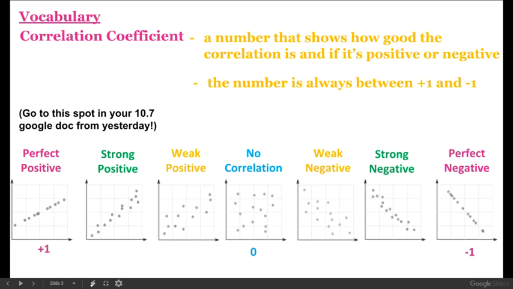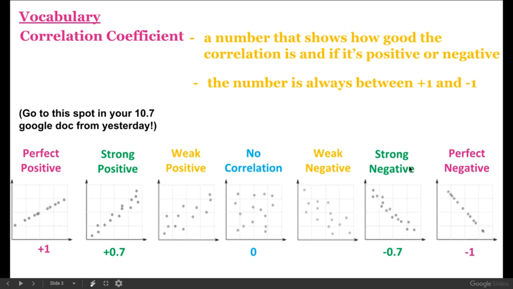Okay, then strong and weak are going to be in between. So something that's strong, positive, is going to be pretty close to 1. So something like 0.8, 0.9, 0.7. Okay, so something that's positive and pretty close to 1, 0.8, 0.9, 0.7. Those are all considered strong. Okay, and then strong negative would be the same thing, but it would just be negative. So like -0.7, -0.8, -0.9. Anything that's really close to -1 would be strong negative.